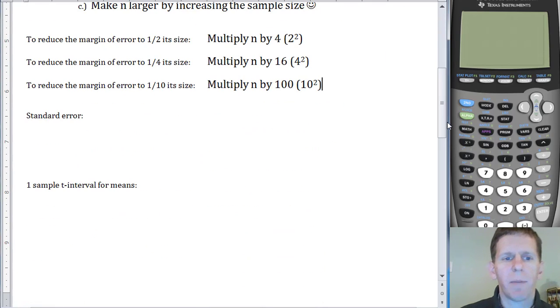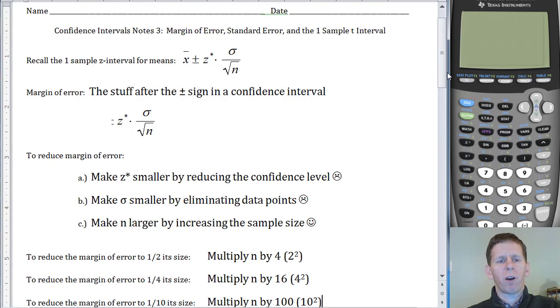So we just got done talking about what margin of error is. There's another measurement that we can also look at, which is called standard error. Now in our formula for our confidence interval, we have all this stuff going on here. The margin of error is the stuff after the plus or minus sign in a confidence interval. If we ignore the z star and just focus on this last piece, the sigma over the square root of n, the stuff after z star is the standard error.